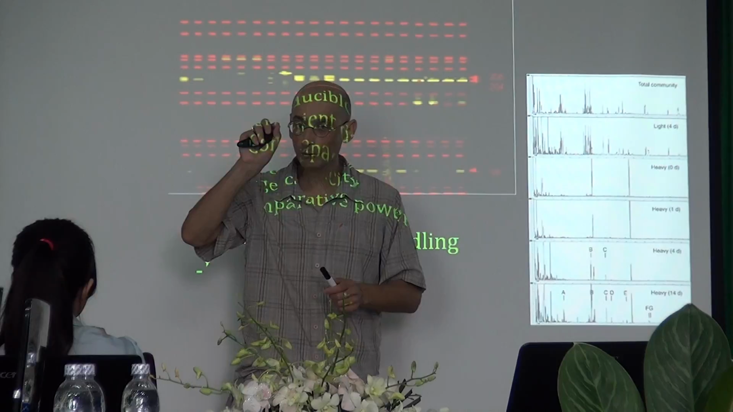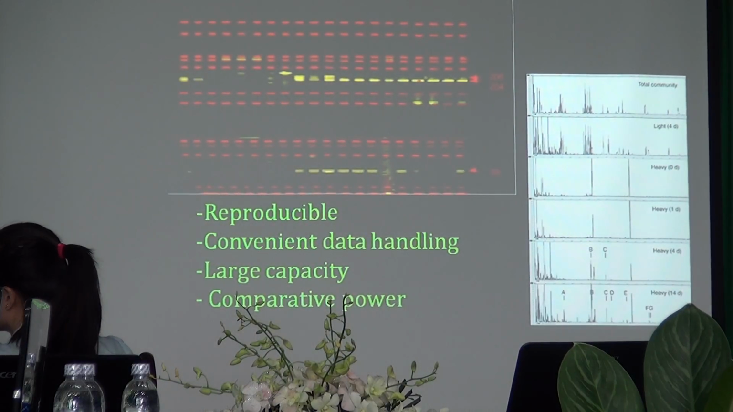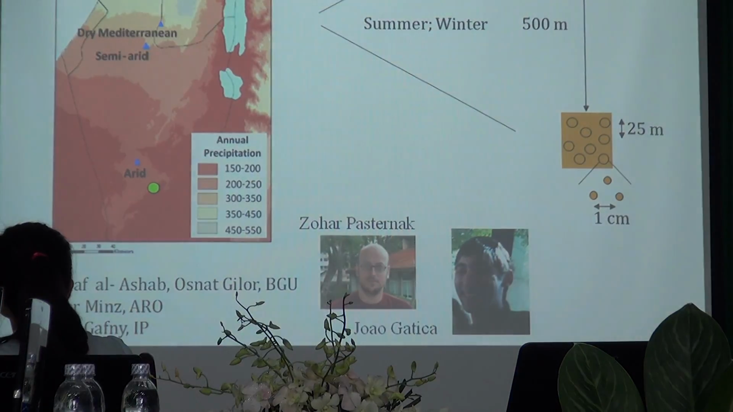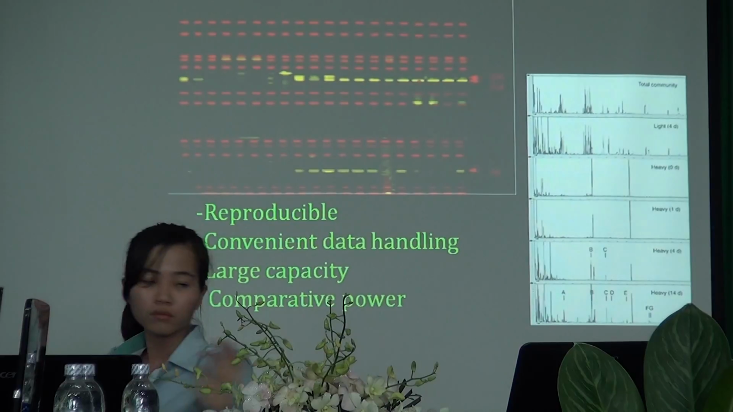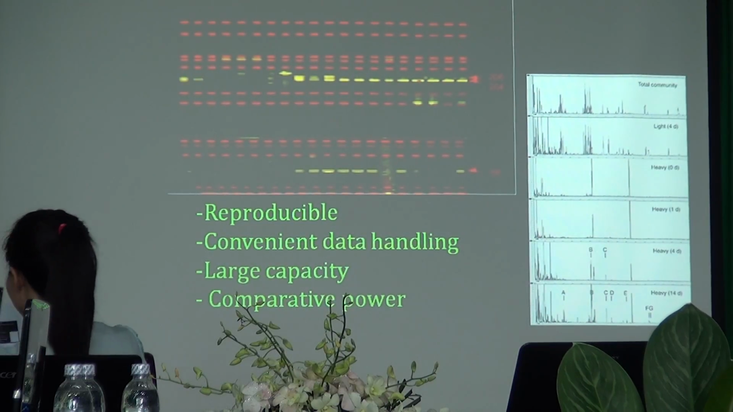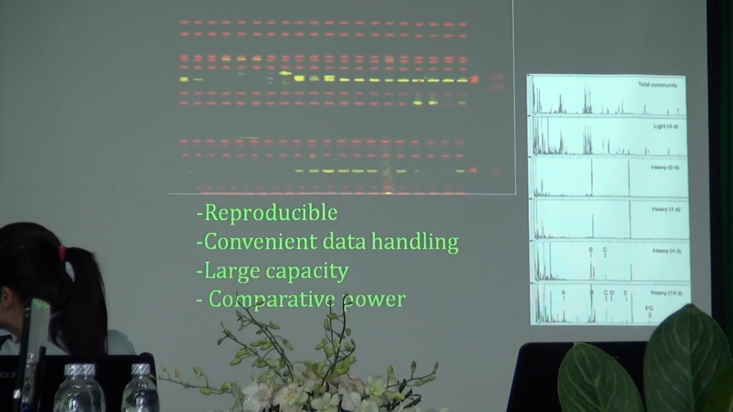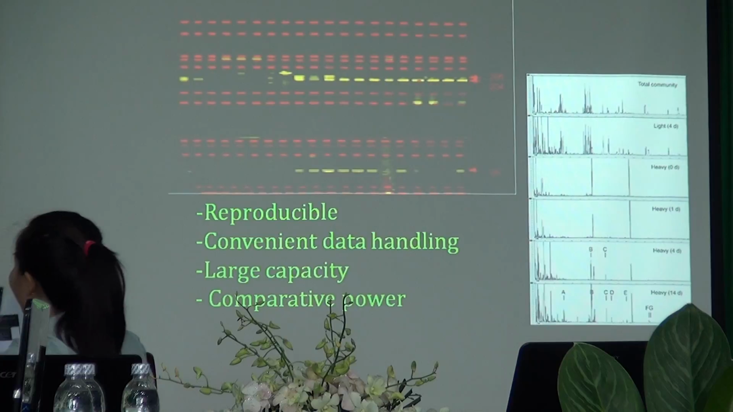The very, very small populations, the ones usually found at less than 1% of the total, that's a rule of thumb, are considered not to be detectable by TRFLP or other fingerprint methods.